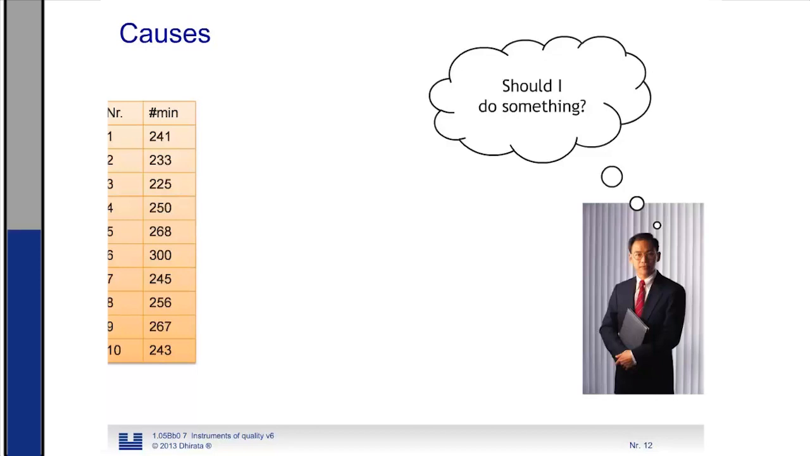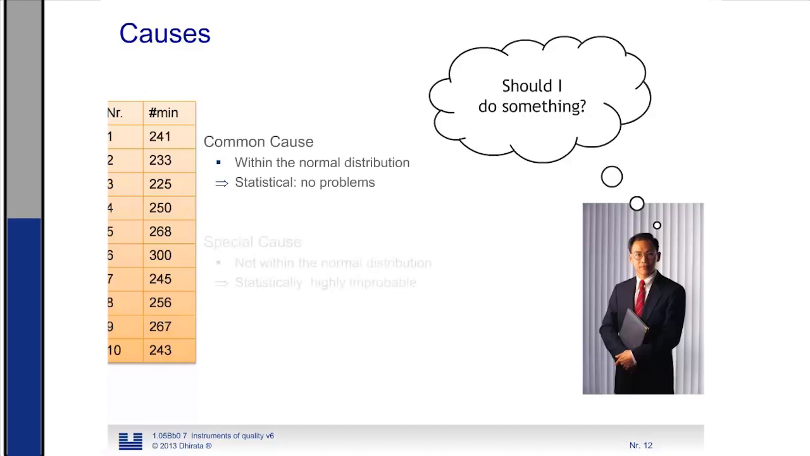There are now two possible causes why a particular measurement deviates from that average. The first is what we call a common cause, when it's just coincidence, when everything falls within the statistical distribution, within what is expected. Statistically speaking, there is nothing to worry about.